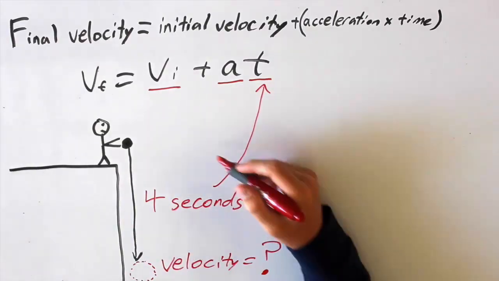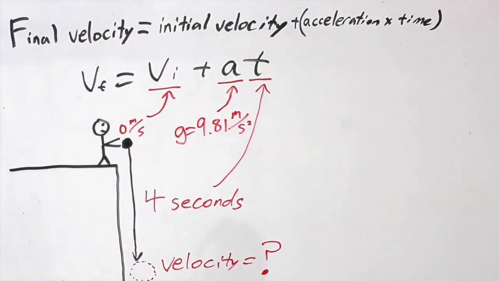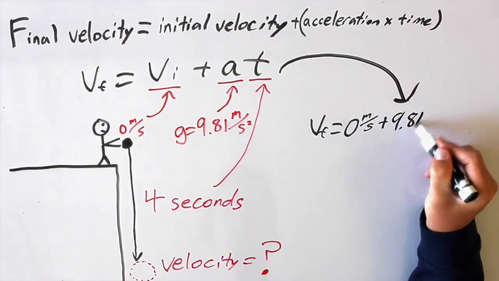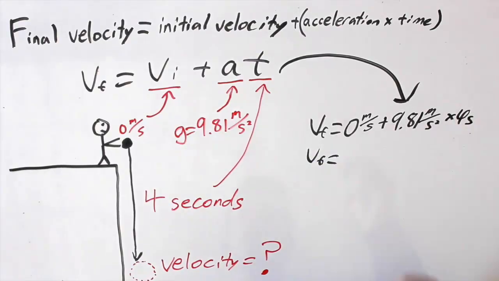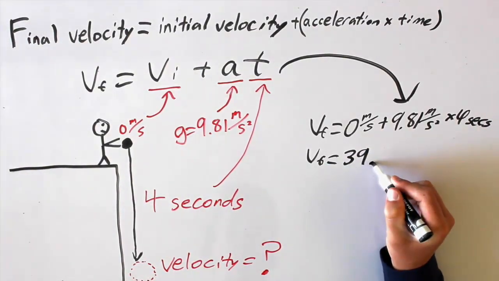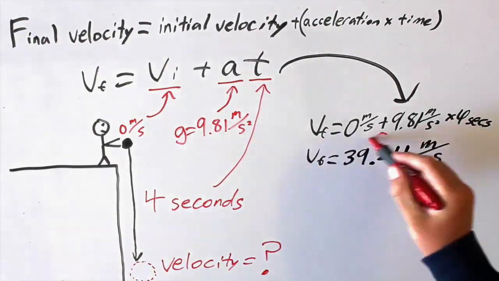Using the acceleration due to gravity, 9.81 meters per second squared, in this period of time, 4 seconds, we can calculate how fast the rock will be traveling. Because there is no initial velocity, all you have to do is multiply the acceleration by the time. 9.81 meters per second squared times 4 seconds equals about 39.24 meters per second.